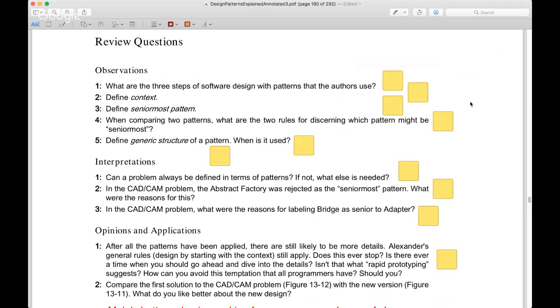Yeah, I think what's useful for me is this book. You know, I realized I didn't really understand what he meant by context.